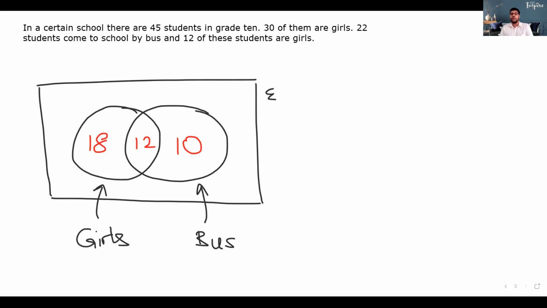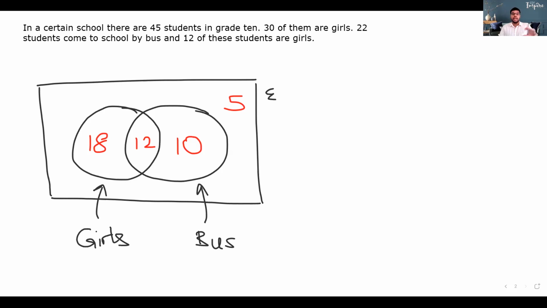No, sir. Okay, so if you add all of these, 18 plus 12 plus 10, you end up with 40. That means there are 5 students who should go on the outside. So these are the boys who don't come to school by bus. So that's actually the answer to part 2 as well. They are asking, find the number of boys who do not come to school by bus.